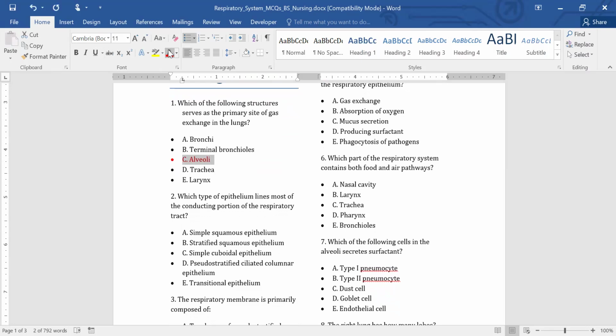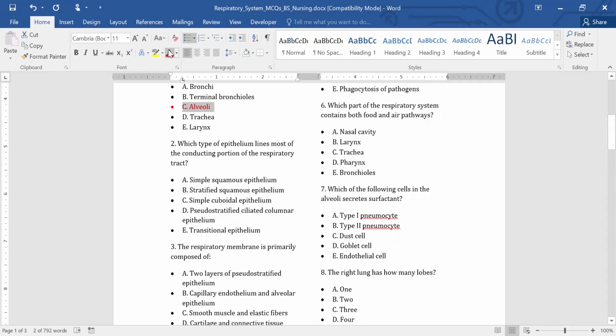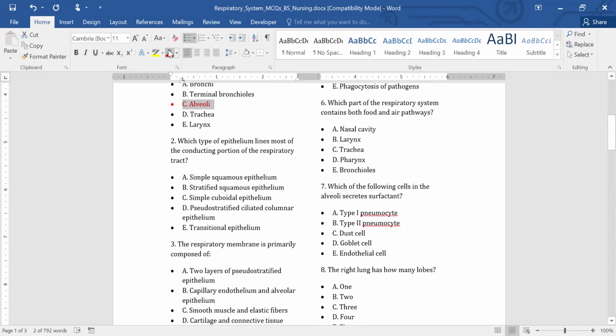Which type of epithelium lines most of the conducting portion of the respiratory tract? The most frequent epithelium in the respiratory tract is the pseudostratified ciliated columnar epithelium.